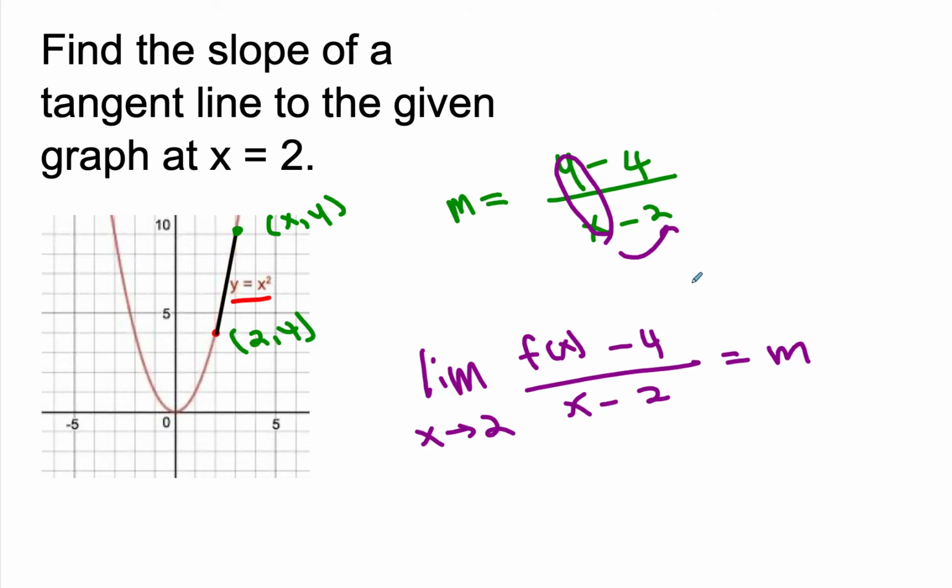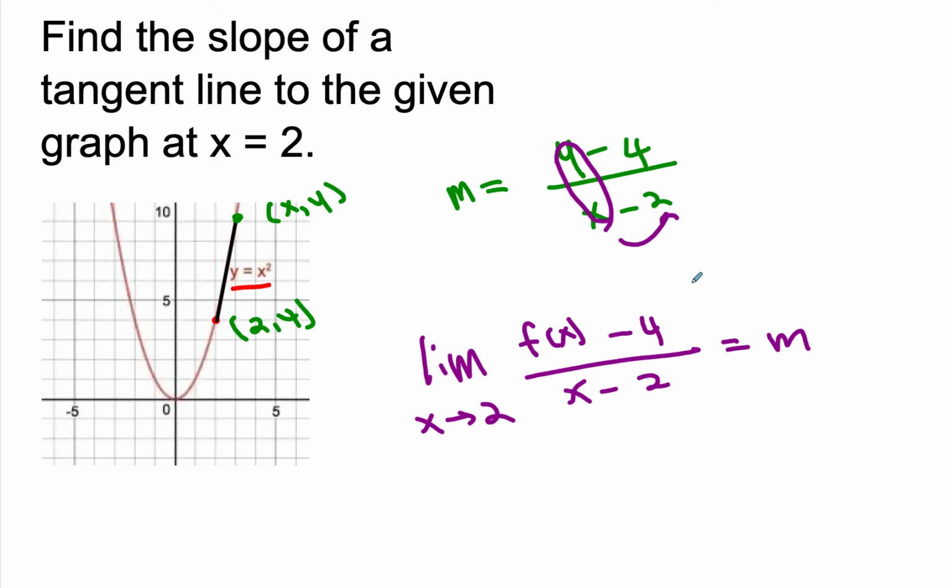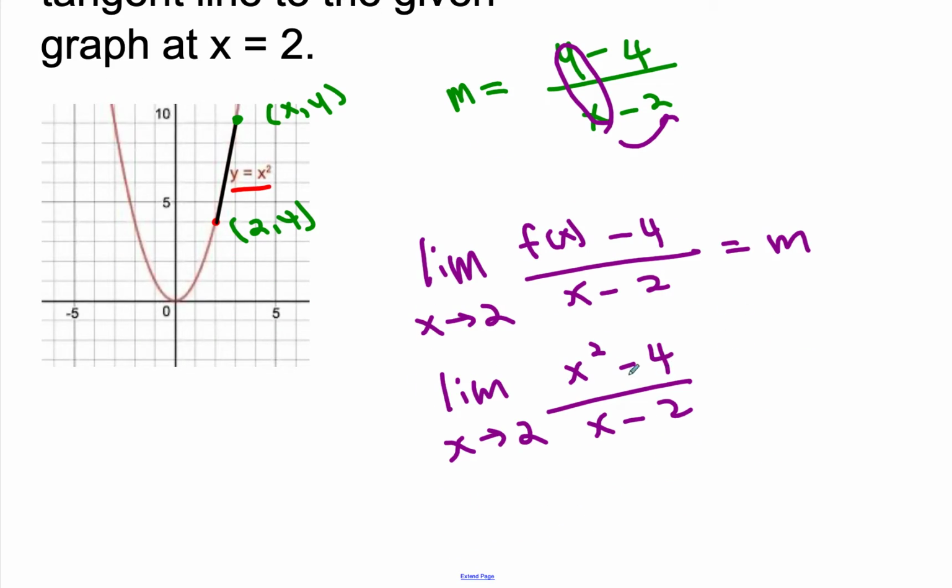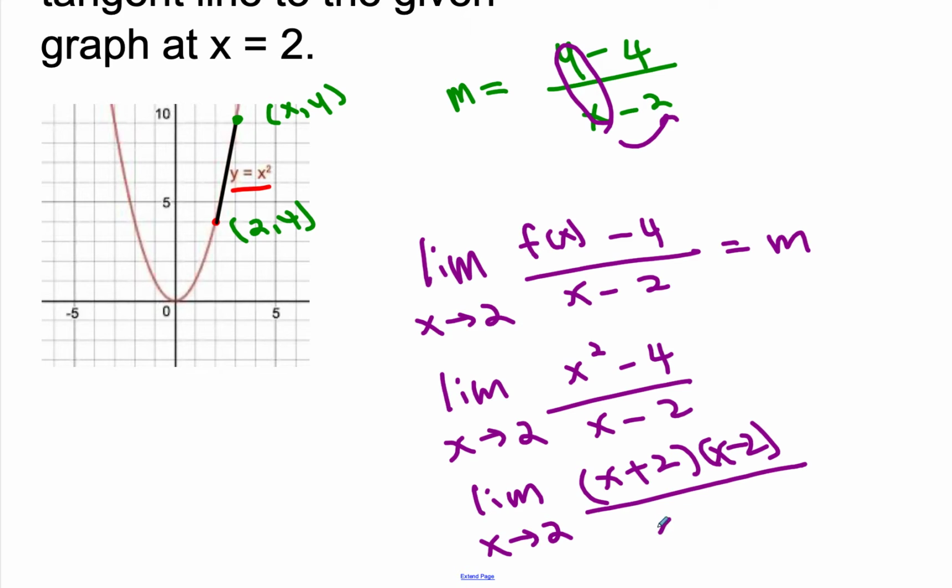So then, okay, let's look at this one. f of x in this function is x squared. So we take the limit of x squared minus 4 over x minus 2 as x approaches 2. As we have done earlier in the previous sections, this can now factor. We get the limit as x approaches 2 of x plus 2 times x minus 2, all over x minus 2. You realize that x minus 2 cancels away, so we are left with x plus 2. As x approaches 2, the answer is 4.